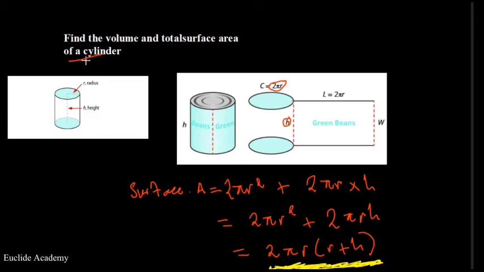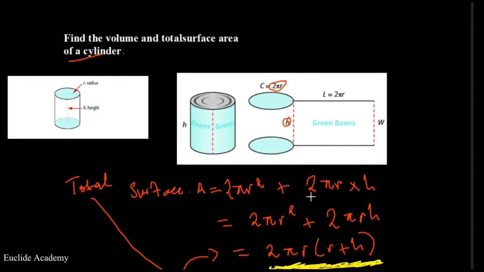Okay, so the total surface area of a cylinder. This is what we were doing. We're finding the total surface area of a cylinder. So this should have been the total surface area. But going back to our question, the formula for total surface area is this one. This is how you find the total surface area.